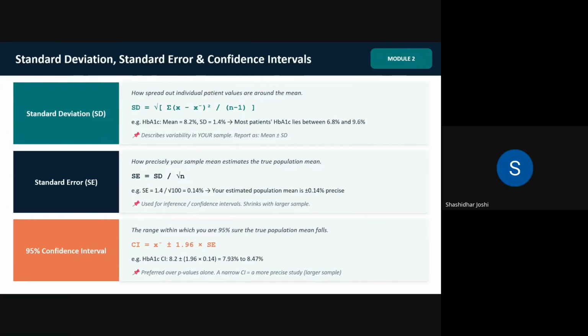My true population mean may be between 7.93 to 8.47, even though my mean is 8.2. If you see the population as a whole, the mean could be somewhere between 7.93 and 8.47. So that is the important philosophy behind the 95% confidence interval. When you are doing the data analysis in future, next year in your experiment, ensure that you present the mean as well as the 95% confidence interval.